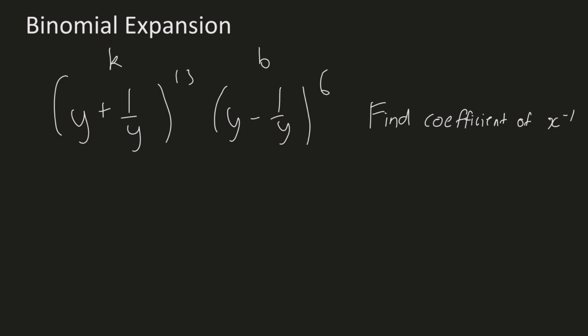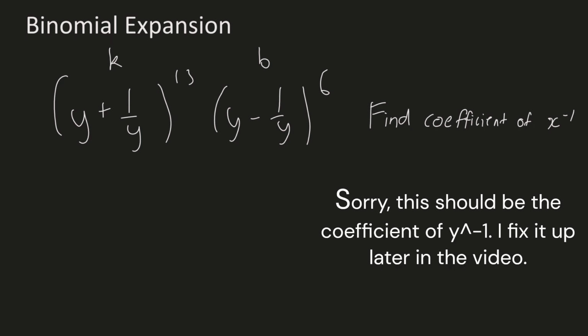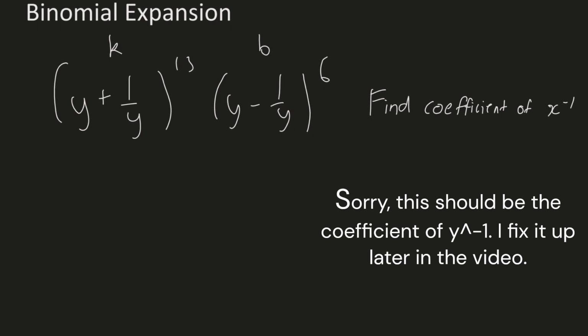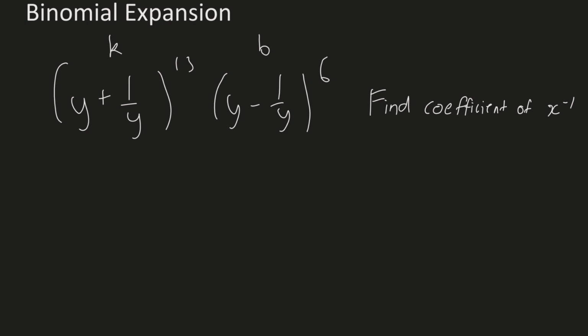Today we will be finding the coefficient of x to the minus 1 in the expression (y + 1/y)^13 times (y - 1/y)^6. To start this process, make sure you choose a letter for the first term and a different letter for the second term, as that will be important as we use combinations to solve this equation.